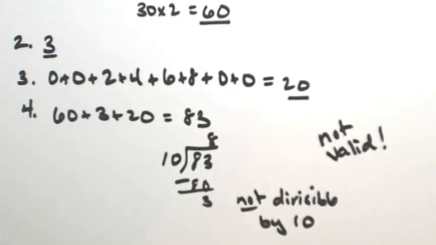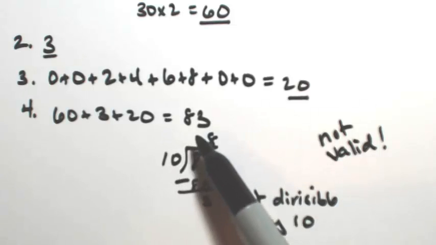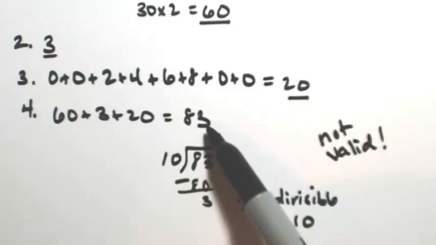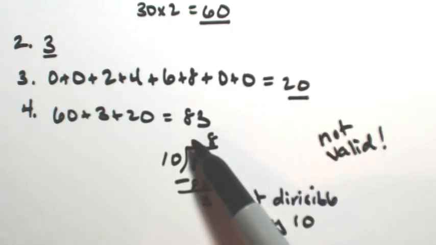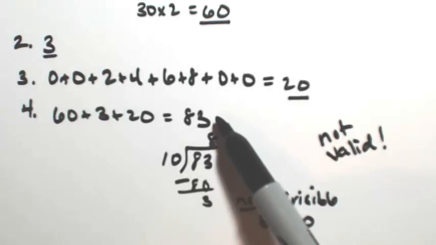If we wanted to make it valid, I would need a number that's divisible by 10. So you have two options there. You can either go down to 80 or up to 90. If I go down to 80, I would have to go down by 3. Or if I want to go to 90, I would have to go up by 7.